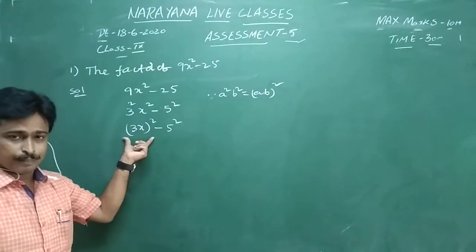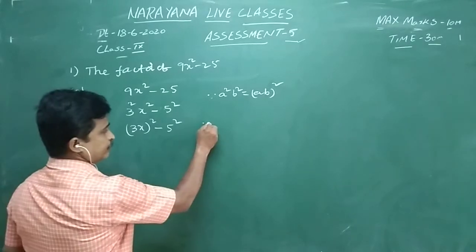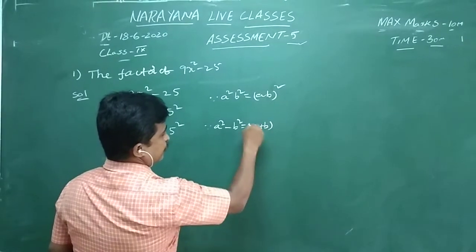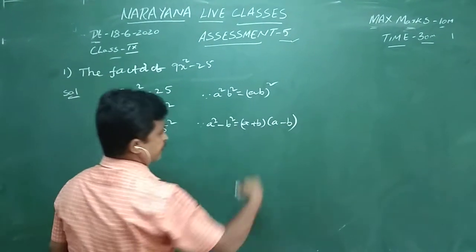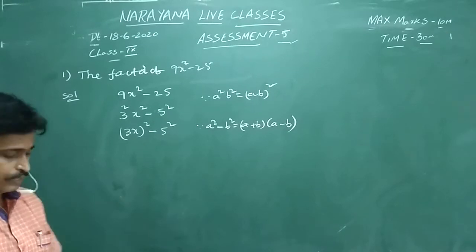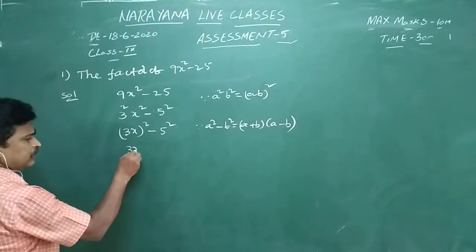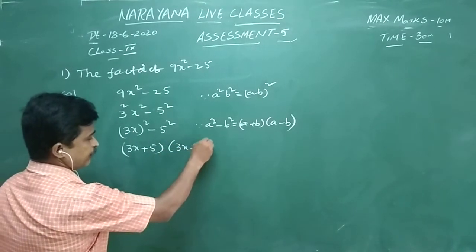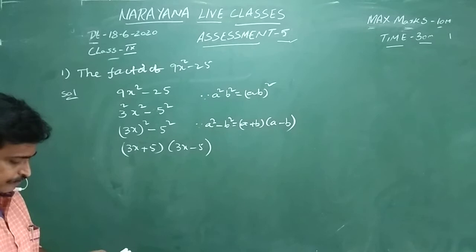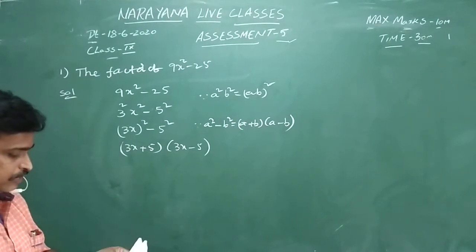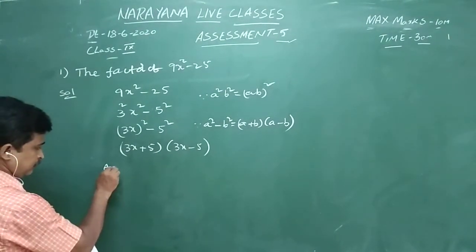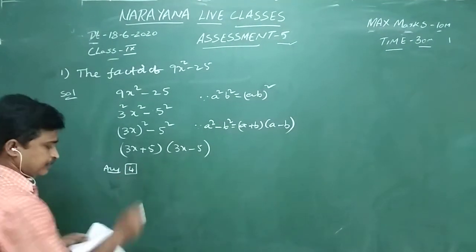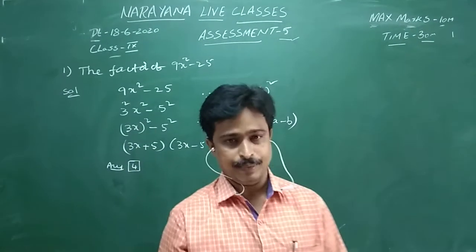Again, this is in the form a square minus b square. We know the formula of a square minus b square is equal to a plus b into a minus b. So here this can be written as 3x plus 5 is a plus b and 3x minus 5 is a minus b. In the given options, option A and option B are both correct. The answer is the fourth option, in which both A and B are given.